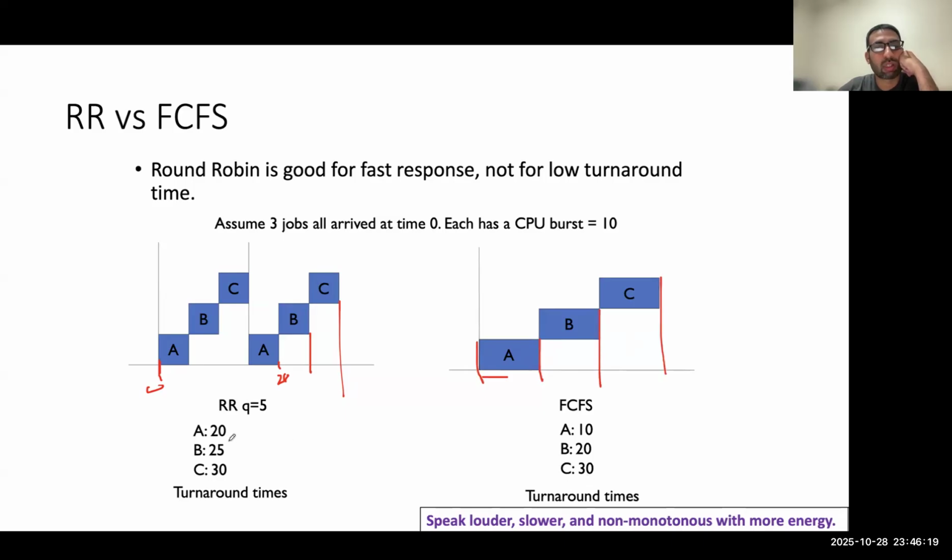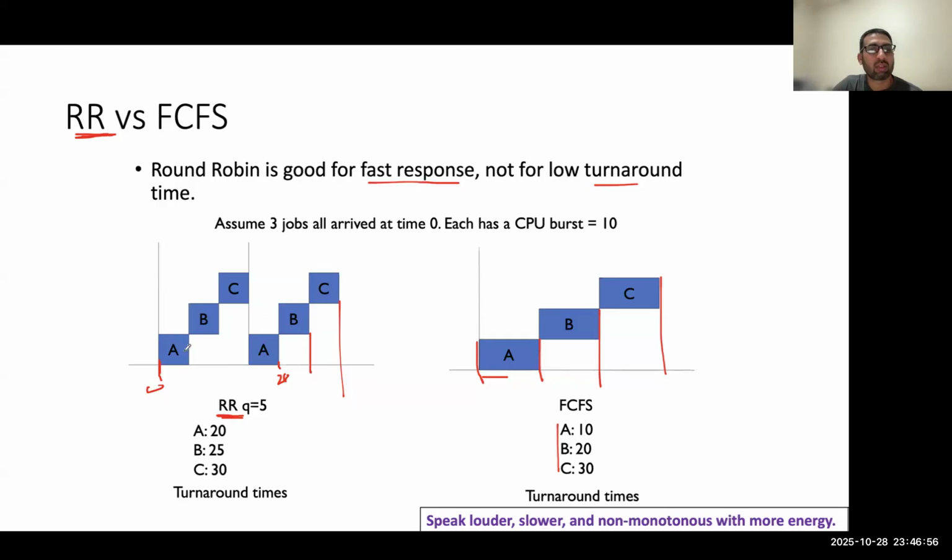So A and B here have lower turnaround time than A and B in the round robin scheduling algorithm. So on average, the turnaround time for FCFS will be lower, and the average turnaround time will be higher for the round robin scheduling algorithm. So round robin is not good if you want to optimize or reduce the turnaround time, but it is good when you are more interested in fast response time.